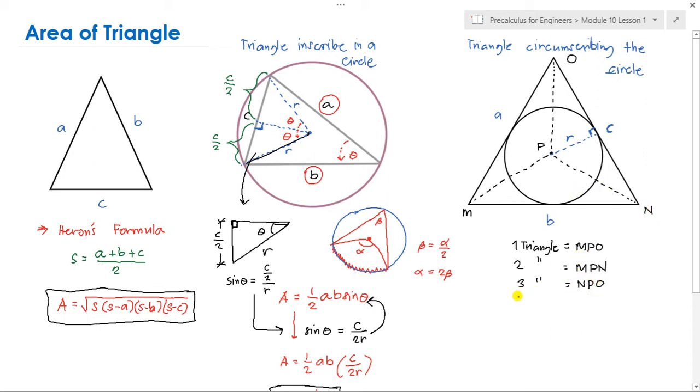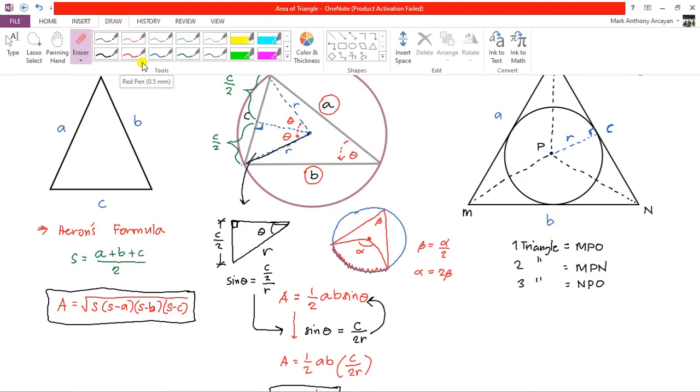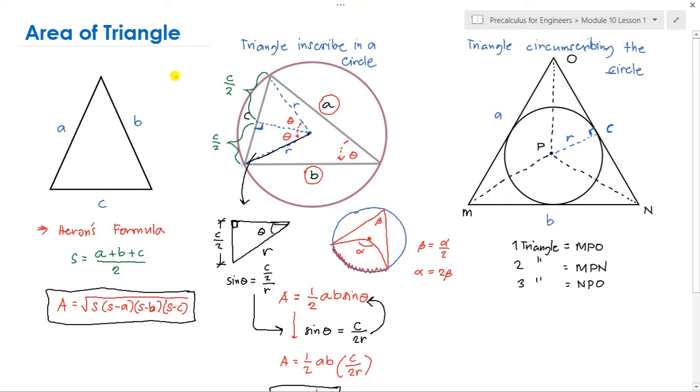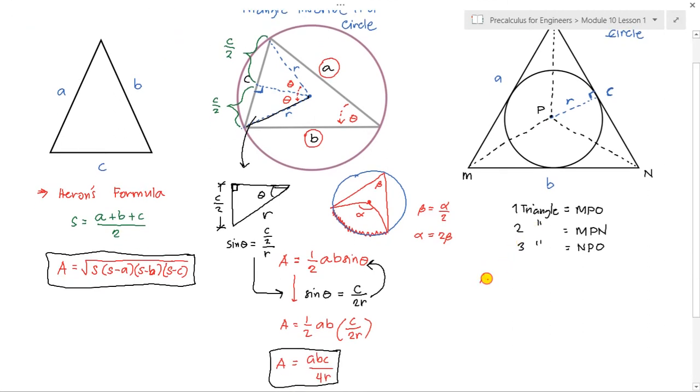And then the fourth triangle, ay wala day. Tulo ra. So natay tulo ka triangle. And kung makahibaw ta unsa ang pag-solve sa kanang formulas for each triangle, then ato ra siya i-sum up. So that is the area of this entire triangle is just equal to the area of the triangle MPO plus the area of the triangle MPN plus the area of the triangle NPO. Okay, how are we going to solve for the area of each triangle?